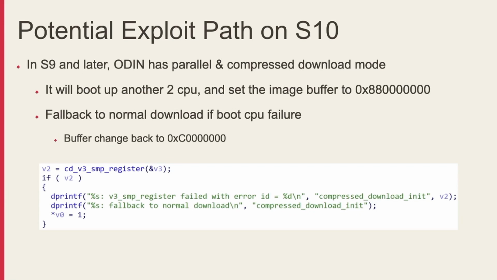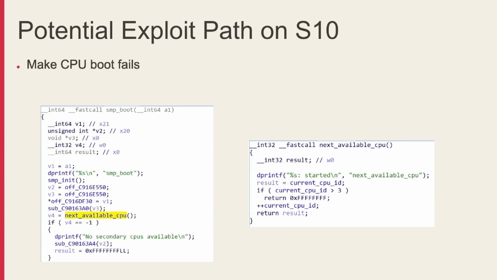So, we tried to find a way to make the CPU boot fail. In secure boot, the CPU boot function will not boot the core if there are more than 3 cores activated. Thus, if we can boot other cores before entering ODIN mode, we can make the secure boot fall back to normal download mode.